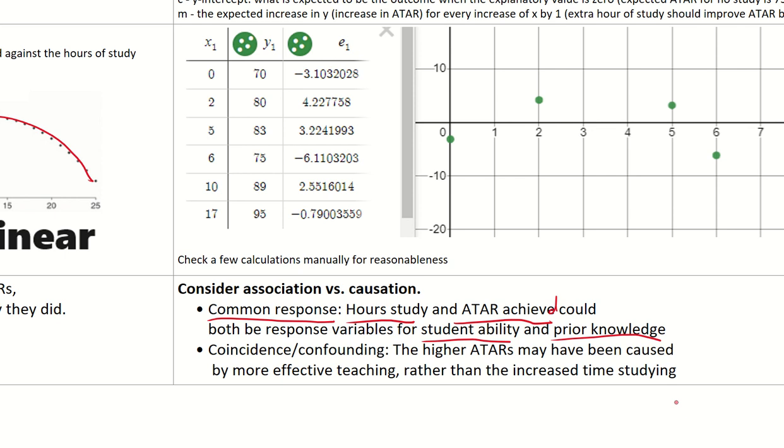The hours study and ATAR both are things that good students with good prior knowledge may do. And there's also the chance that there's just a coincidence or some sort of confounding variable, that the higher ATARs may have been caused by something else altogether. Like, for example, more effective teaching rather than increased time studying. Okay, it could be just a coincidence that those students that studied for a long time got better ATARs.